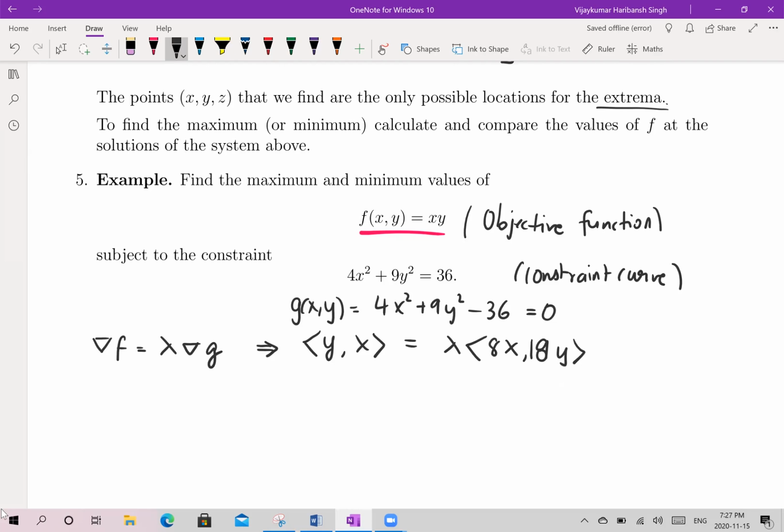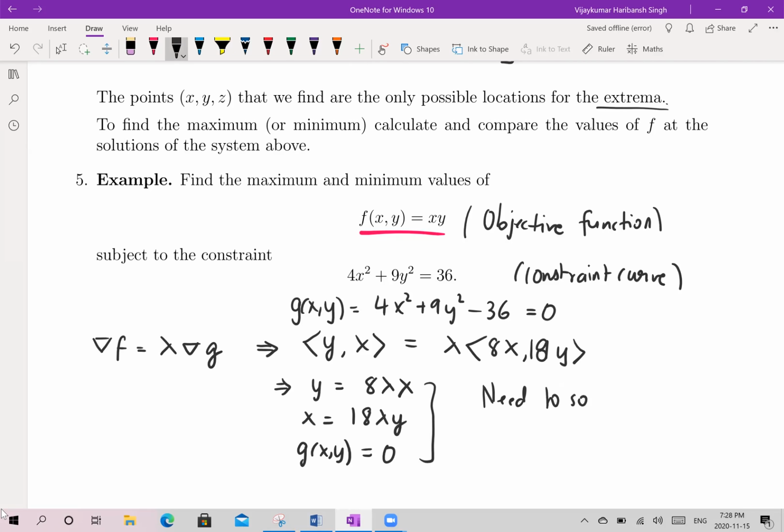So from here we get y equals 8 lambda x, then we get x equals 18 lambda y, and then of course we have another equation, which is g of x,y equals 0. So this is the equation. So three equations we need to solve. How do we go about it?